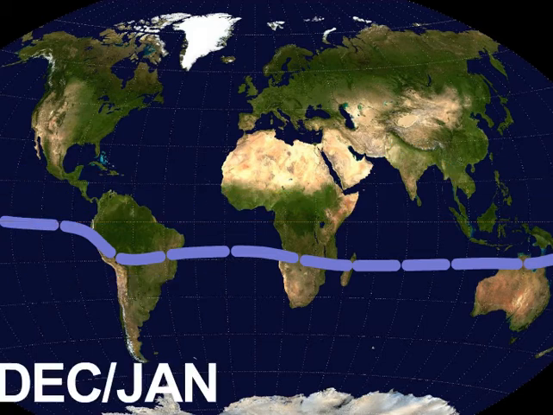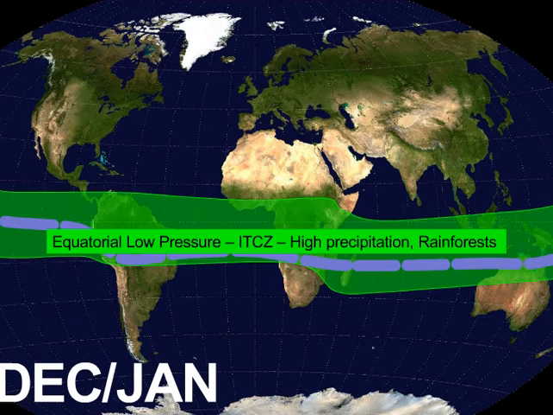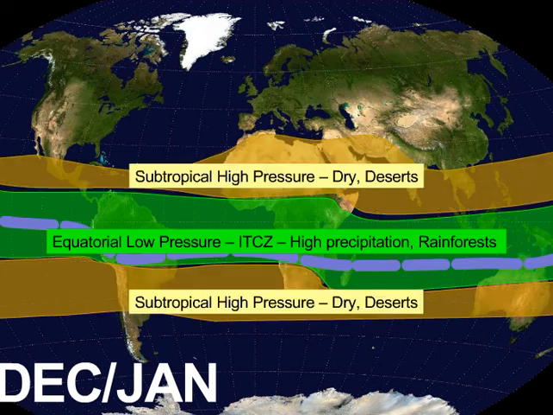Alright, we've been looking a lot at some schematics, some models, arrows, visualizations. Next, let's actually try to apply those and see if we can see patterns on this map here. This is the December and January pattern, so of course along the ITCZ we're going to have equatorial low pressure, and we're going to have high precipitation, and corresponding to that the world's rainforests. But then, of course, to the north and to the south, we're going to find the subtropical high pressure, the dry deserts, and we can kind of see that.